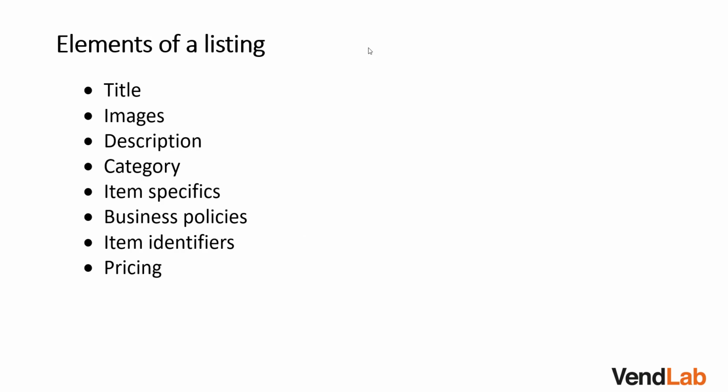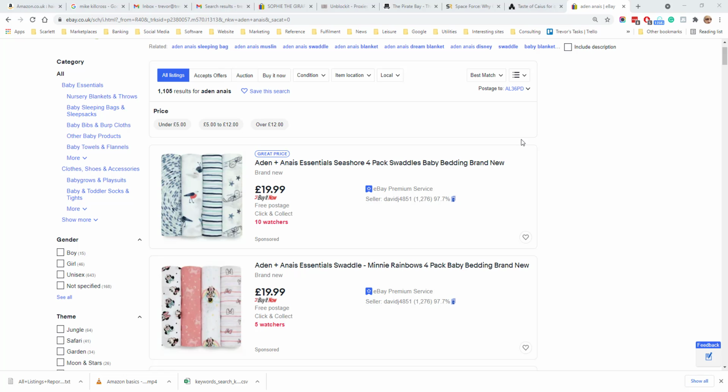There are a number of areas of a listing which sellers should take care to complete correctly. These are the title, images, description, selecting the correct category, specifying the item specifics, adding the correct business policies, adding an item identifier, and choosing the right pricing. In many ways, the eBay title is the most important part of the listing to get right.